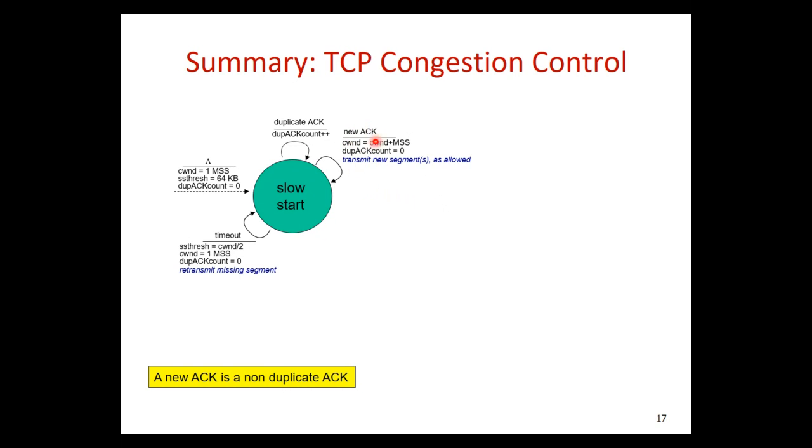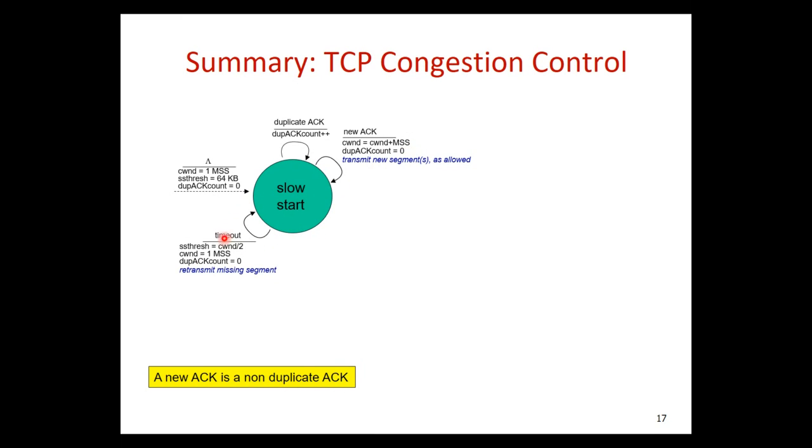So on receiving an ACK, increment CWND. This is how we achieve the exponential growth of CWND, because if we increment by 1 at every ACK, then we double CWND after a round trip time. And then it may transmit new segments as allowed by the window.